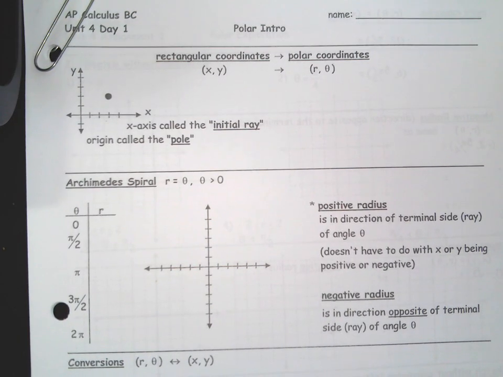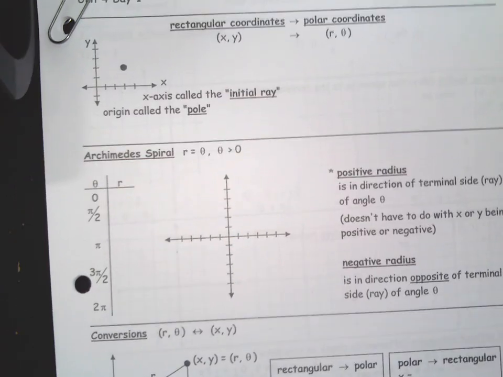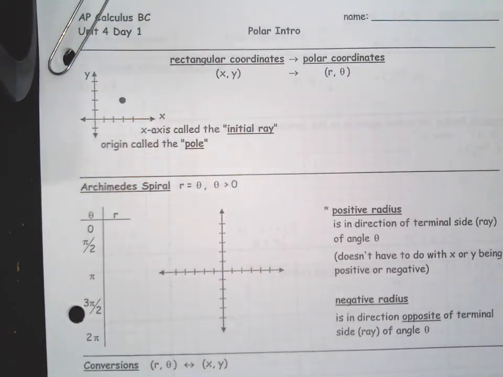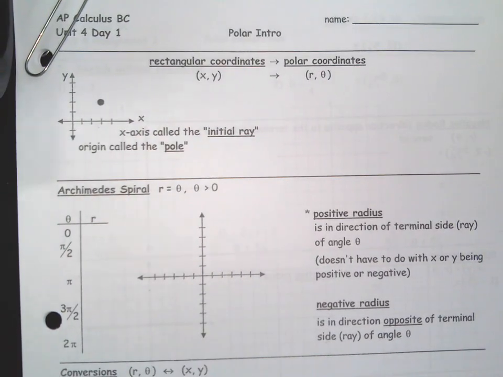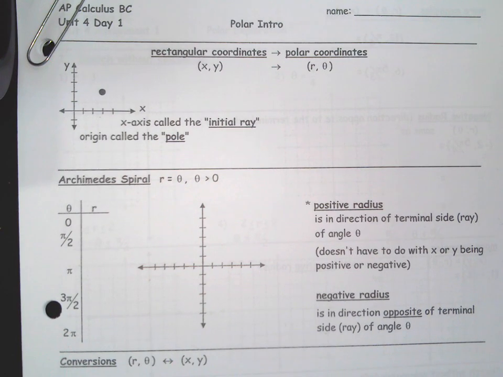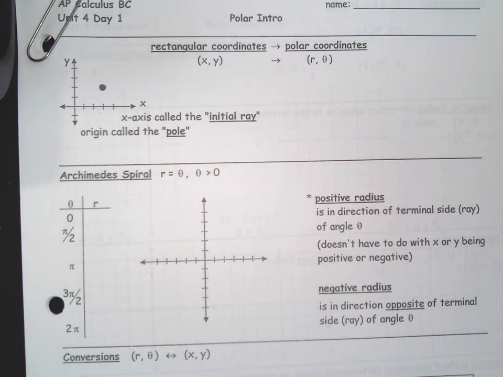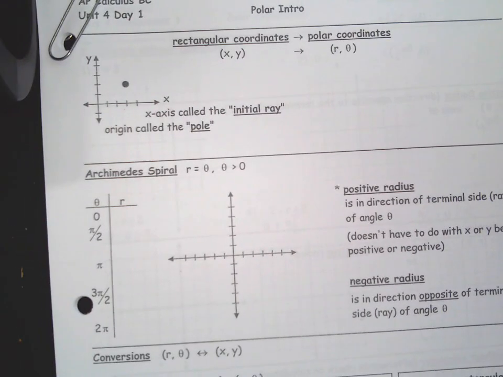Okay, AP Calculus BC, Unit 4, Day 1, brand new unit. Let's study the polar coordinate system. It's another way of describing the location of a point in an XY plane, a two-dimensional plane.